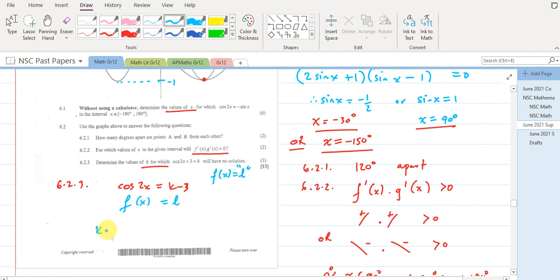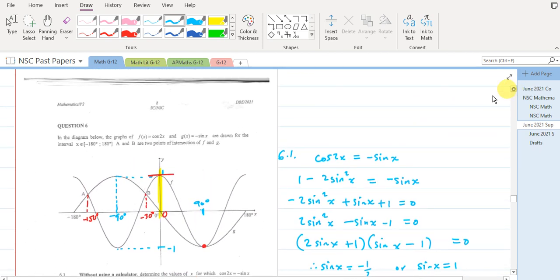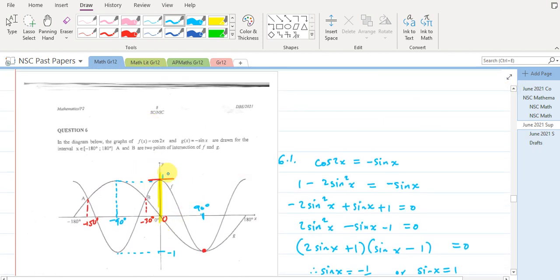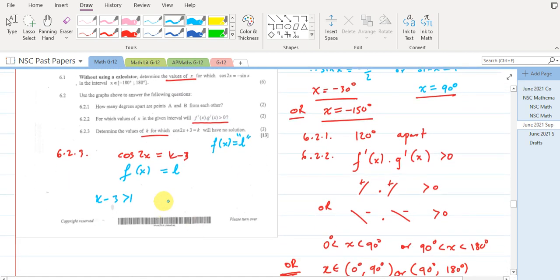So if k minus 3 is greater than 1, so it's above, it will have no solution, and below as well, or when k minus 3 is less than minus 1. So when k is greater than 4, or when k is less than minus 1 plus 3, which is 2. So k greater than 4 or k less than 2. Yes, those are the two solutions.